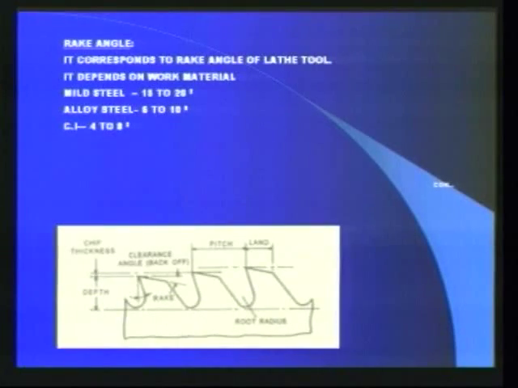Rake angle corresponds to the rake angle of a lathe tool. It depends on the work material. Its value increases as the ductility increases. Mild steel is a ductile material, and for that it is 15 to 20 degrees. For alloy steels it is 6 to 10 degrees. For cast iron it is 4 to 8 degrees. For aluminum the rake angle should be as high as possible.